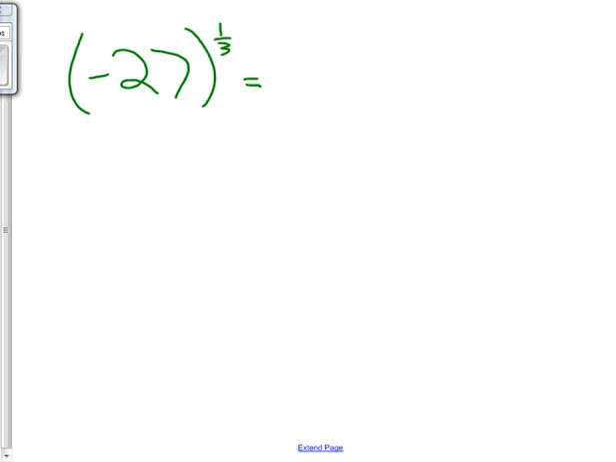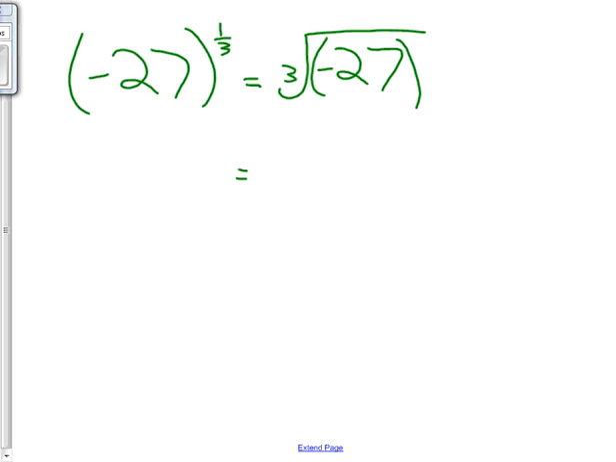When I rewrite this in radical form, I get the cube root of negative 27. I have negative 27 under the radical, in brackets, out of brackets. Why is it in brackets? I just put it in brackets.